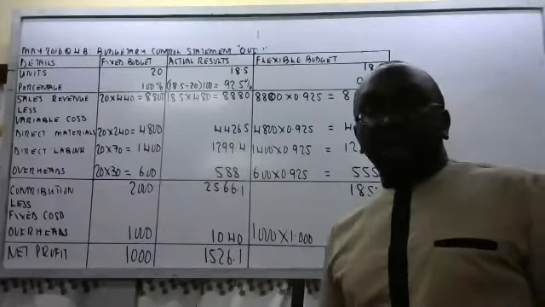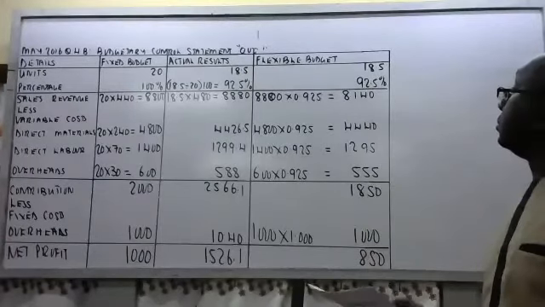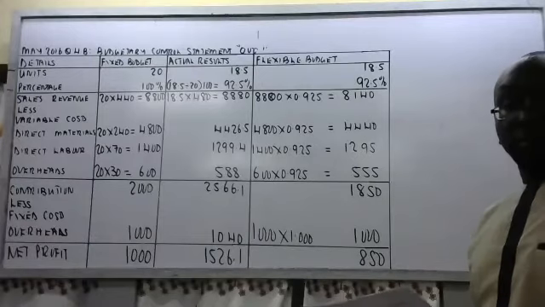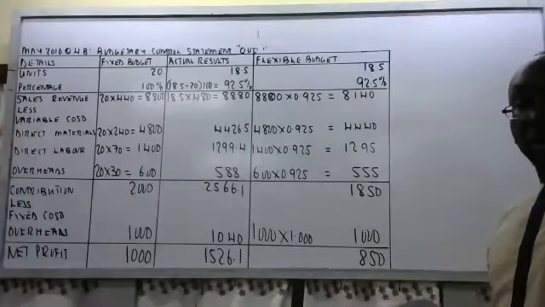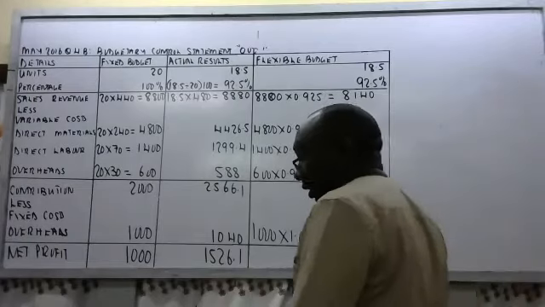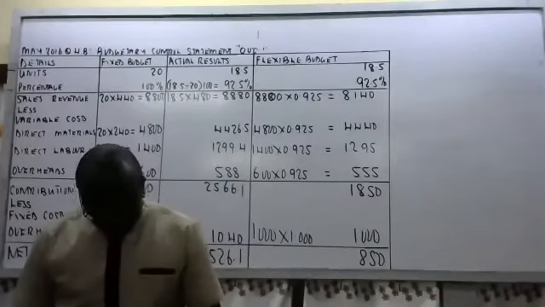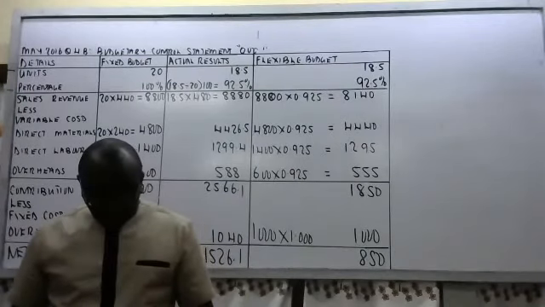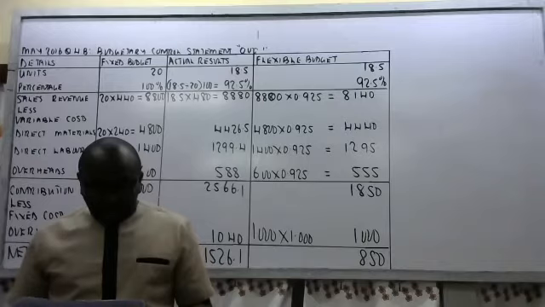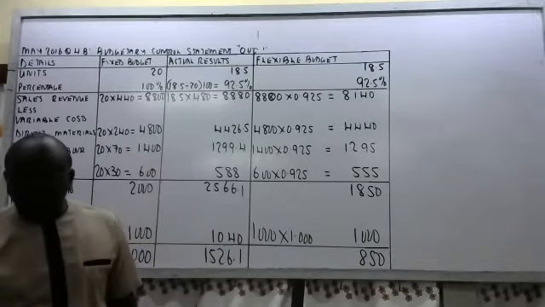So are we okay with that one? Good. Yes, Anne, June, Lucy. So then I seek to proceed to draw a statement reconciling the original budget profit and the actual profit.